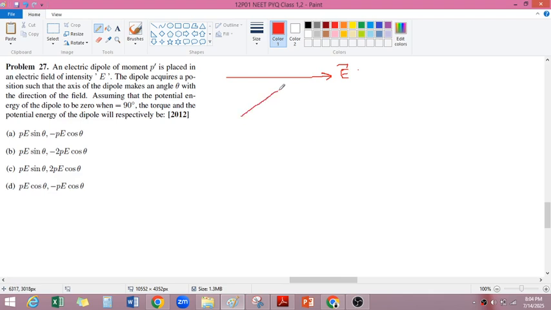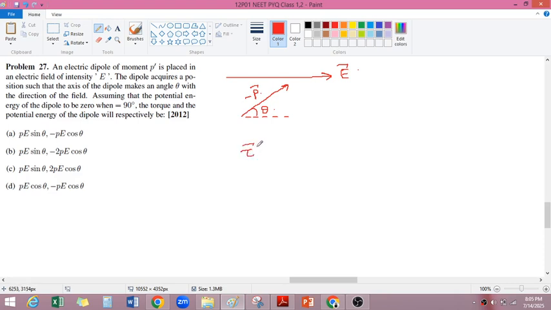So the dipole is in some direction like this, minus P, and the electric field and this are at an angle of theta. The potential energy of the dipole is 0 at 90 degrees, so somewhere here the potential energy is 0. The torque and the potential energy of the dipole will respectively be.